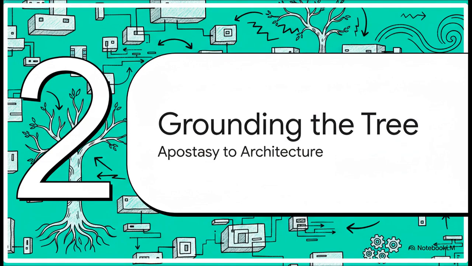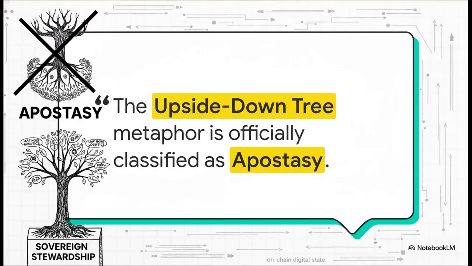Which brings us to Section 2, grounding the upside-down tree from apostasy to architecture. Let's look at why this visual caused such a stir. Our source documents drop a rather intense directive. They explicitly banish that floating upside-down tree metaphor, straight up labeling it apostasy. Instead, this architecture demands a strict, grounded focus on two very specific things: sovereign stewardship anchored securely at the root, and concrete execution happening way out at the edge, which they call leaf node logistics.